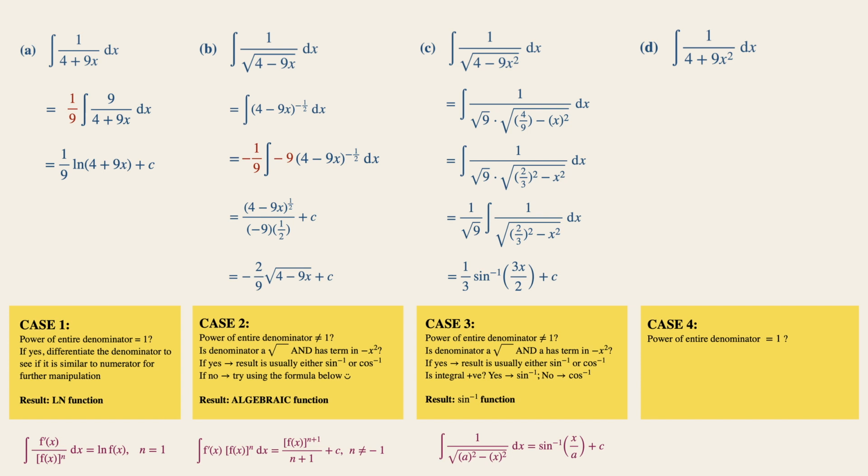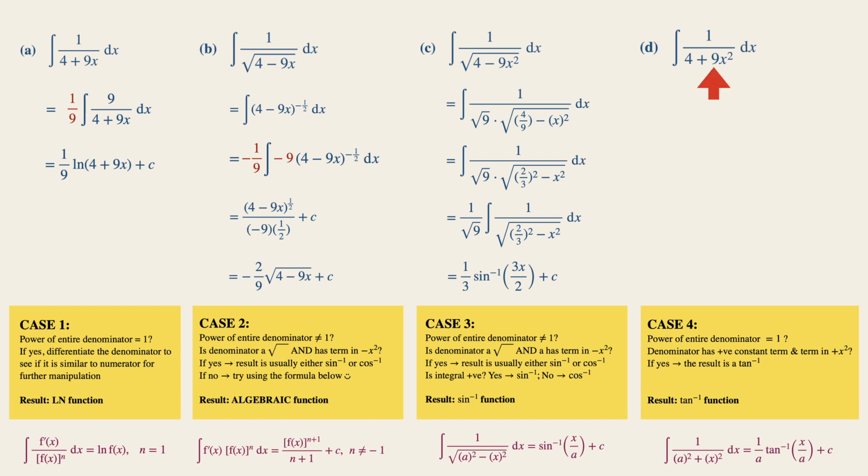Now simply because of 3 unique clues. Number 1, the entire power of the denominator is 1. Number 2, there is a positive constant term over here. And number 3, there is a term in positive x squared. So this will give us a tangent inverse result. Let's bring up the formula over here so that we can be very clear on how we can work towards the end result in mind.